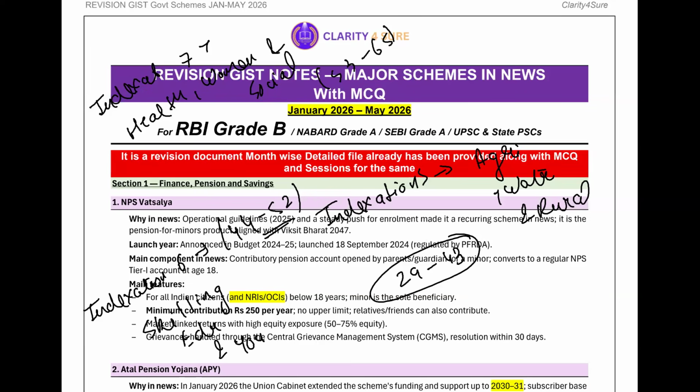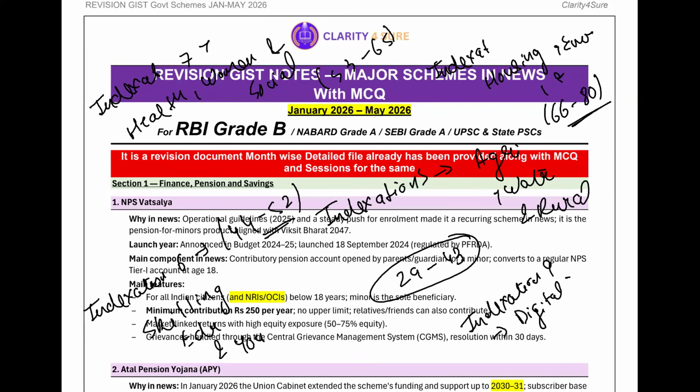Now indexation 8. Indexation 8 is housing, energy and infrastructure. The schemes are all about housing, energy and infrastructure, from 66 to 80. Is it clear? And indexation 9, the last, is Digital India, AI and governance. Are you all getting my point? It is from 81 to 90.